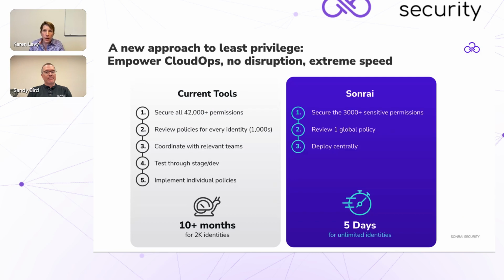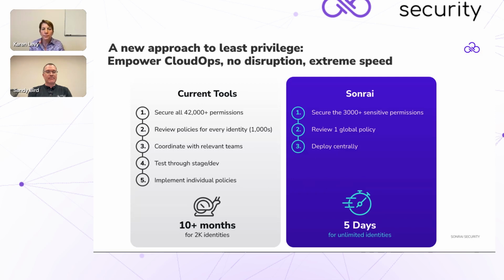So what we've done with the Cloud Permissions Firewall is we've taken a completely new approach to least privilege. We have taken this problem and the existing solutions and completely flipped them on their head. We've now empowered the Cloud Ops team to actually fix this problem with no disruption to the operations and development teams at extreme speed.